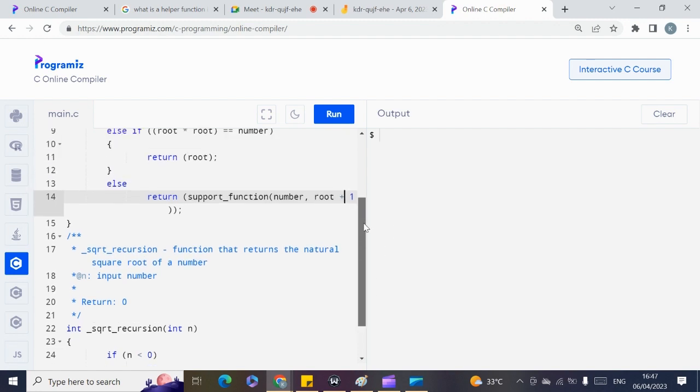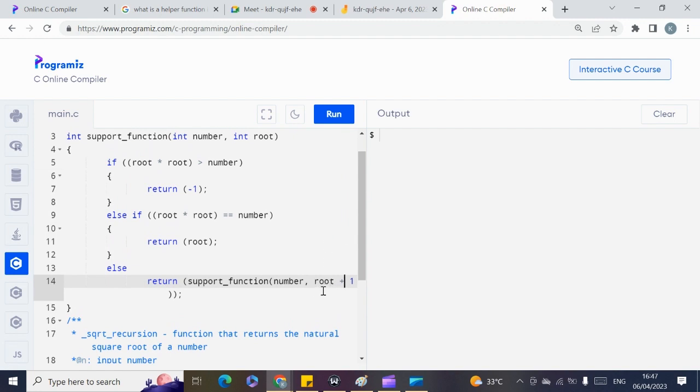So here root, let's assume the number is 16. Before we get to even 16, this one has gone through a number of recursions. So when we get to this side and it is equal, return, give me the root, 4. Else go through again. It will go through till this statement becomes false. Yes, okay. I think I get it.